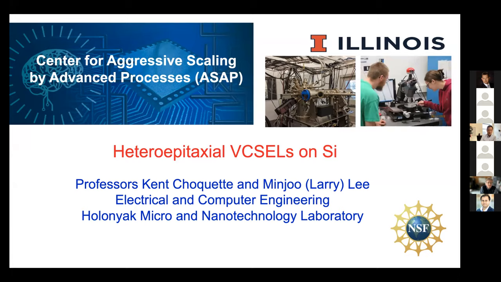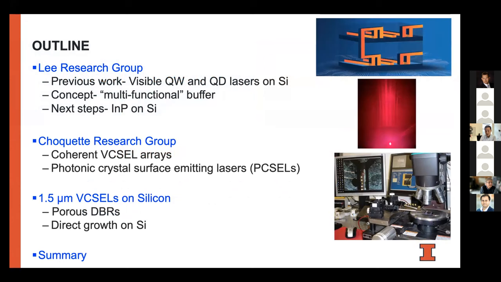Basically what I'd like to do is tell you in this first half of the talk about capabilities in my research group and how that dovetails with some new ideas and capabilities in Professor Choquette's lab. And then we hope to show by the end how that ultimately leads towards novel devices that could include something like 1.5 micron VCSELs on silicon. And there's going to be a role to be played for both heteroepitaxial growth and potentially also porous DBRs. That's a very similar theme to some of the things Linford Goddard was talking about in the first talk, okay?